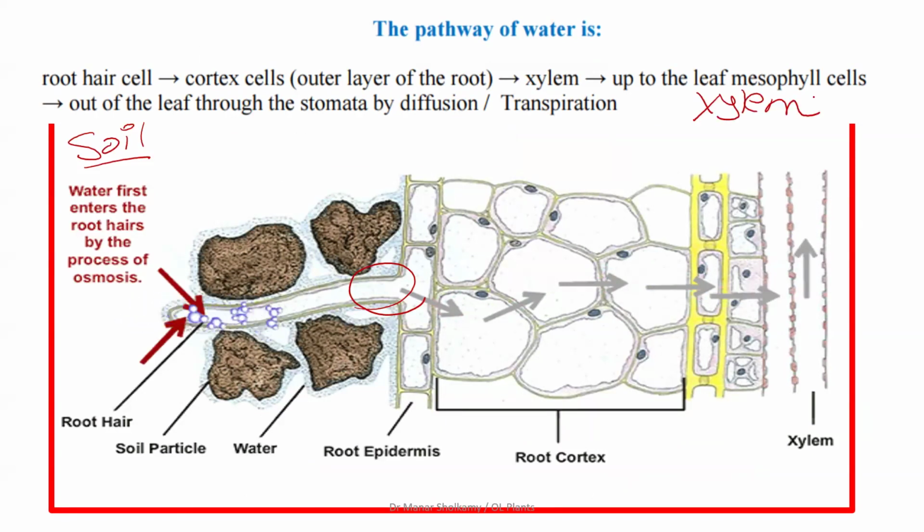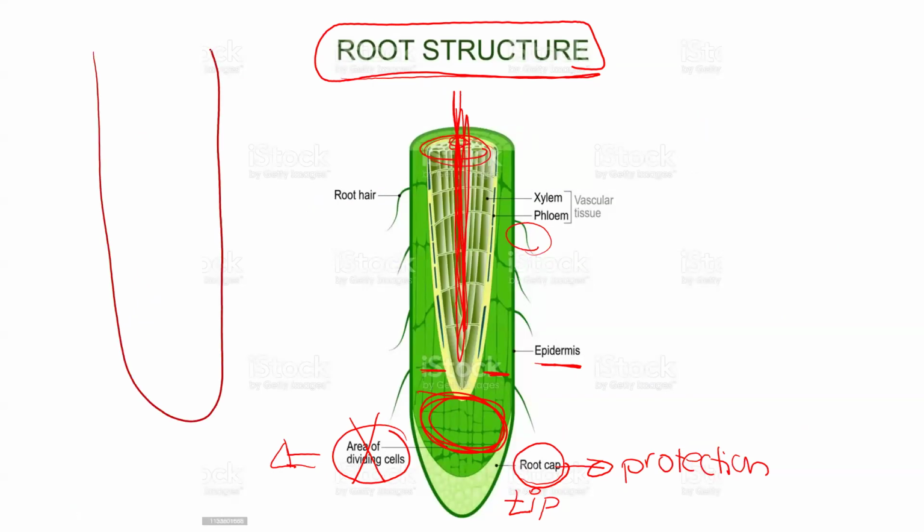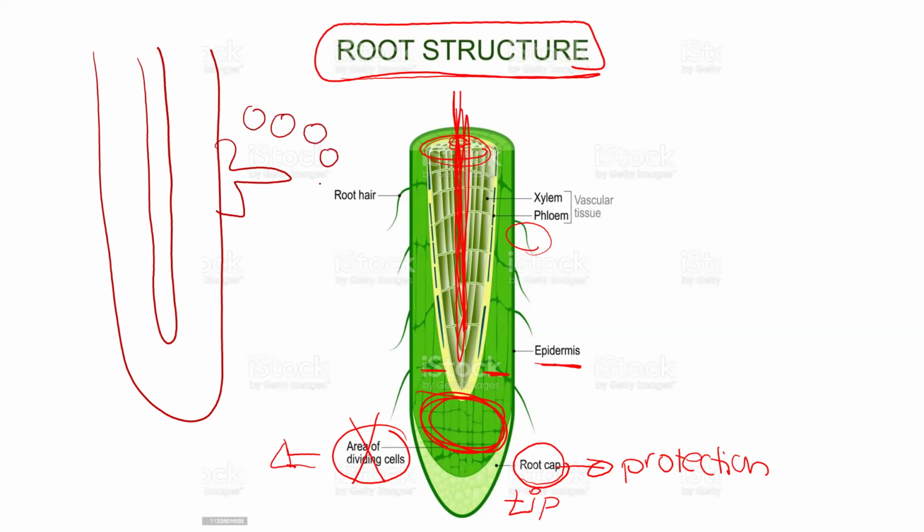You have to imagine with me the previous slide. You have the root. This is the root, okay? And the xylem is in the center. And you have a root hair cell here. And you have the water molecules outside. Now, this is a nice essay question out of 3 marks.